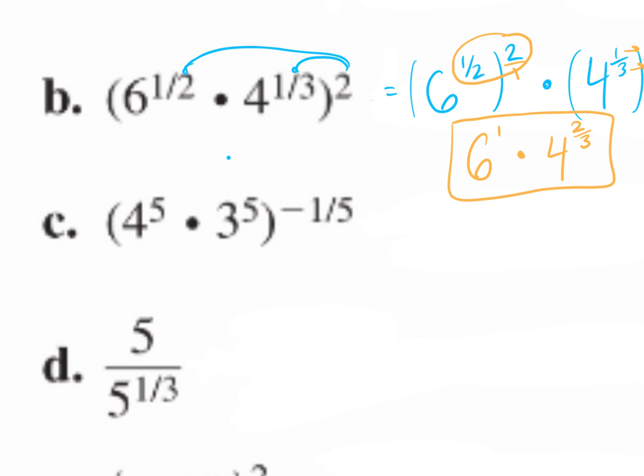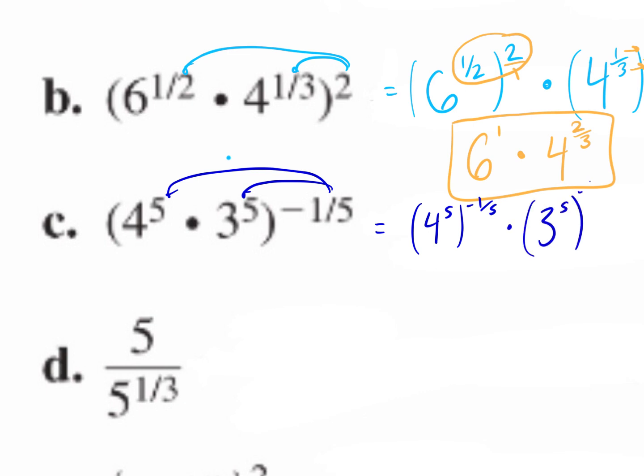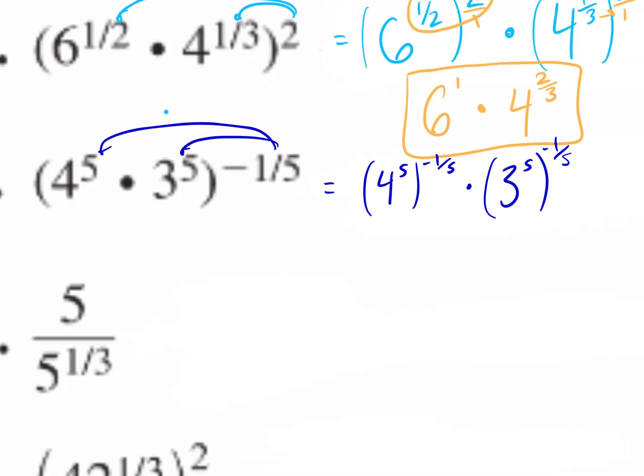What could I do here? Distribute the negative 1/5. So this would be 4 to the power of 5 to the power of negative 1/5 times 3 to the power of 5 to the power of negative 1/5. What do I do when I have a power raised to a power? Multiply. So I could make this 5 over 1, multiply the tops together, and multiply the bottoms together. So what's 5 times negative 1/5? Negative 1. So this would be 4 to the power of negative 1.